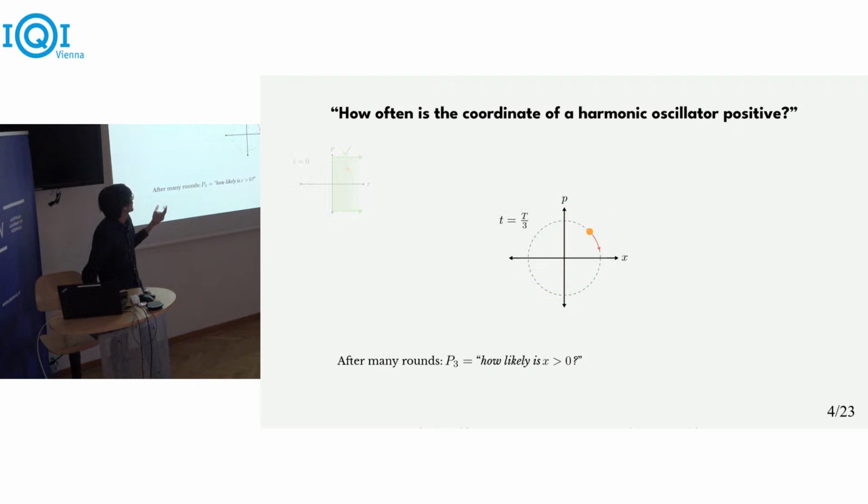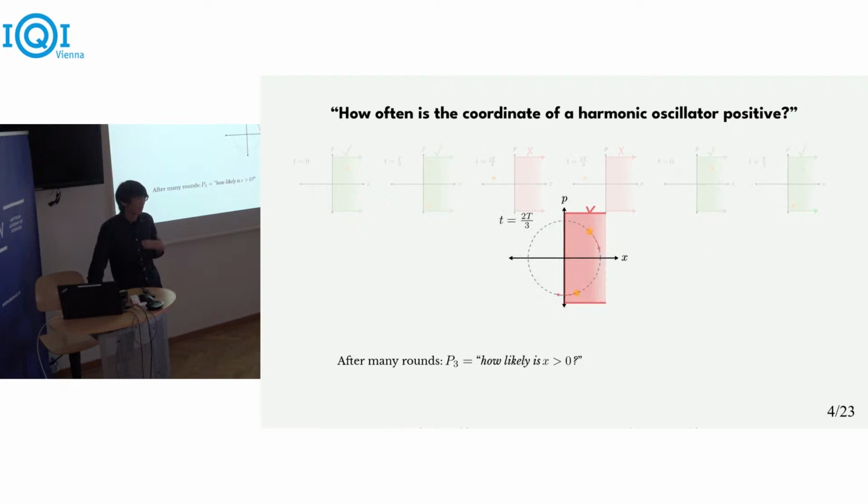This time I get 1/3 of the period. So I let it evolve a little. I measure the position, and this time it's positive. So I roll the dice again. This time I get 2/3 of the period. OK? And I let it evolve slightly longer. I measure the system, and this time the position is negative. And so I repeat this many rounds.